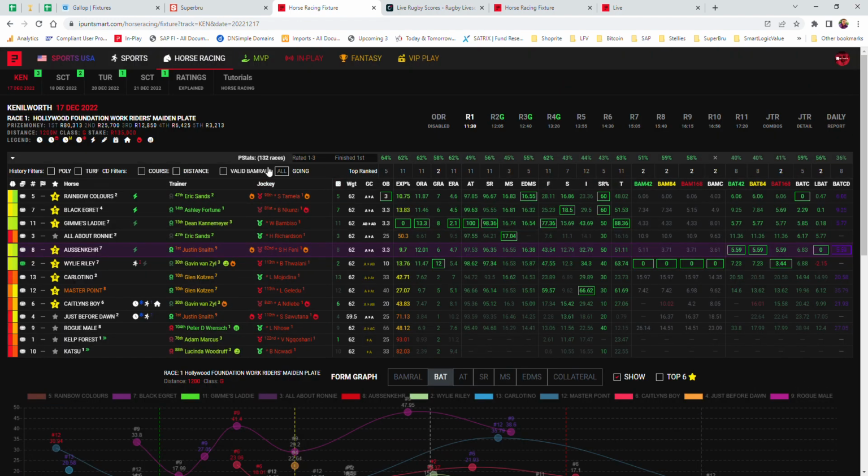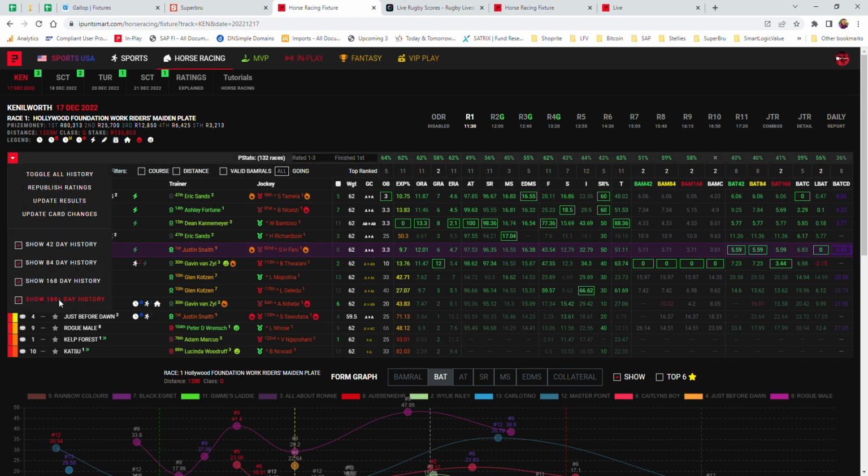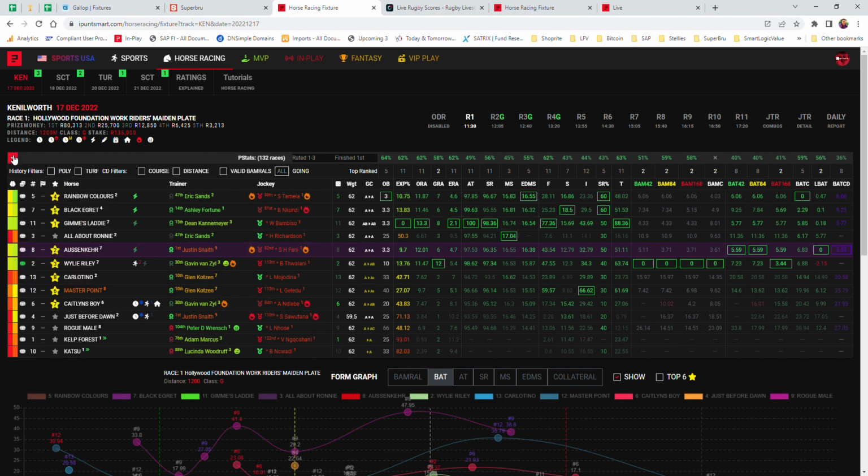Let's just quickly look at the extra tools we've got for you. So here we can now filter on your different poly, turf, course and distance, the course itself, the distance, or the valid bomb rolls within the 151 to 251 meter range, depending on how far the distance is of the day. And here you can also toggle between the 168 plus or 168, or only look at the last 84 days, or only look at the last 42 days, for instance.